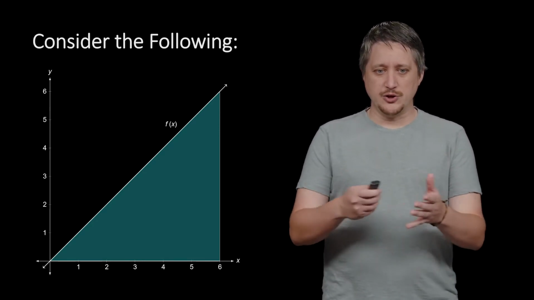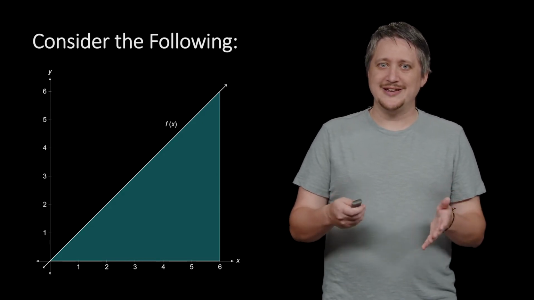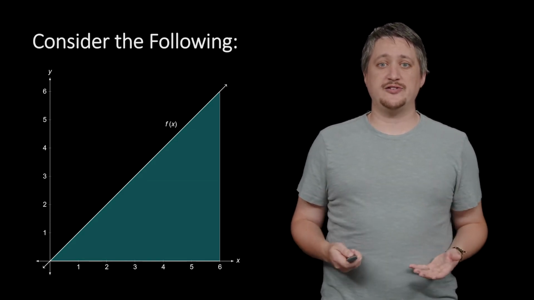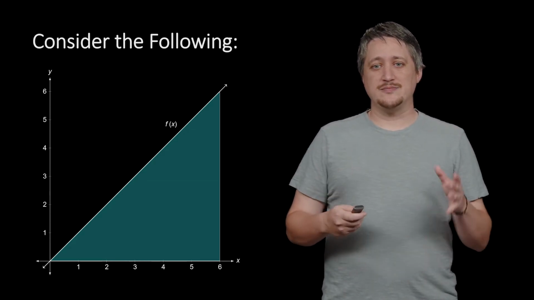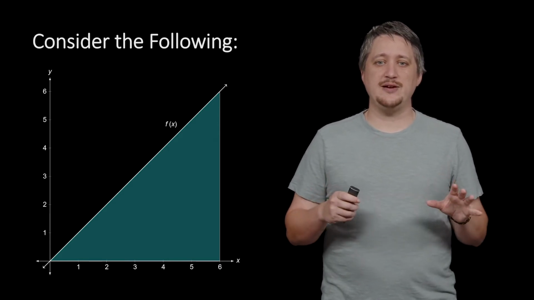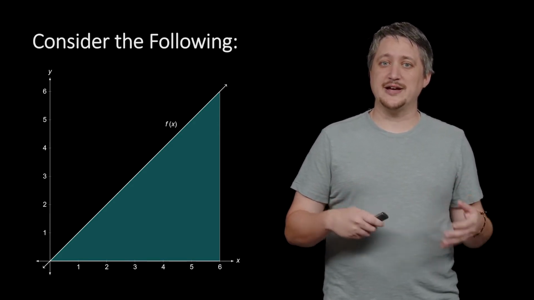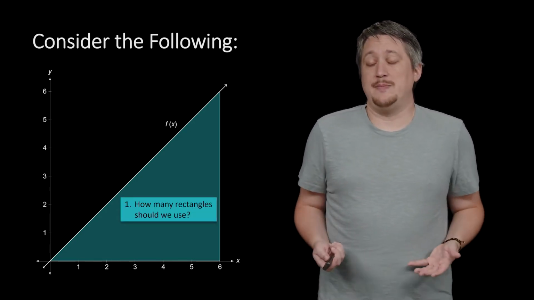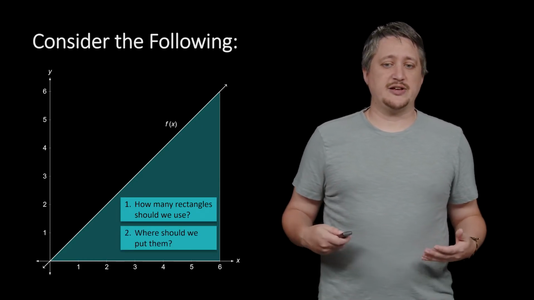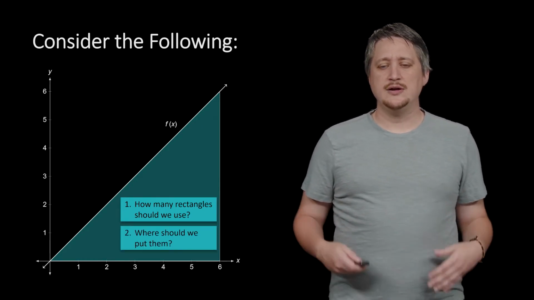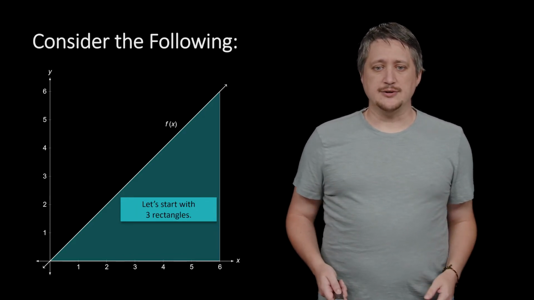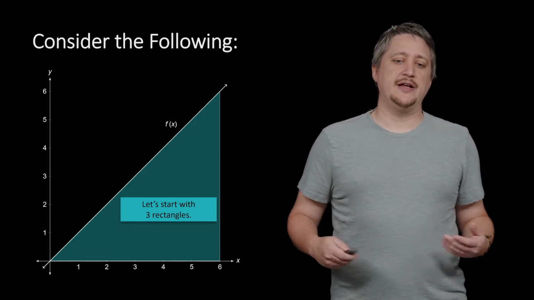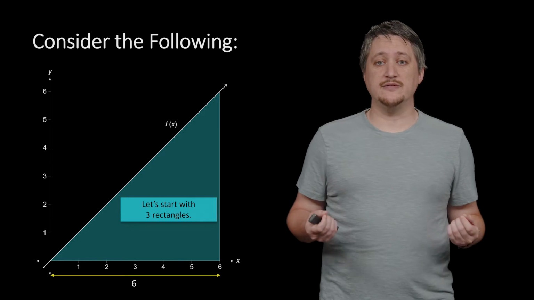Even though we could get an actual area for this using geometry, our goal here is to use the approximation methods, which is laying rectangles over this shape and then adding the areas of the rectangles together to get an estimate. But that means we have two questions. Firstly, how many rectangles do we want to use? And secondly, where should we put them? For the sake of a concrete example, let's start with 3 rectangles across this shape. Now the shape has a total width of 6.